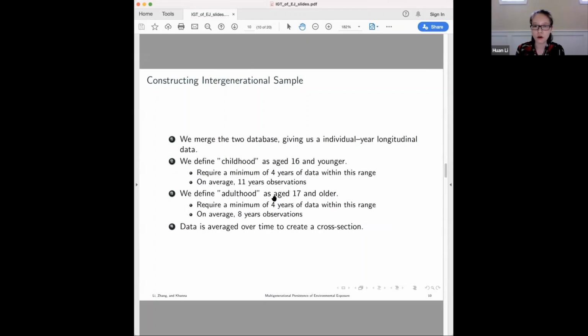For each individual, we define their childhood as aged 16 and younger. And we require a minimum of 4 years of data within this range to avoid noise in the data. On average, for each individual, we have 11 years of observations when they were aged 16 and younger. We define adulthood as aged 17 and older, also requiring a minimum of 4 years of data within this range. On average, we observe 8 years of observations for each individual. And then we just collapse the data to create cross-sectional data.